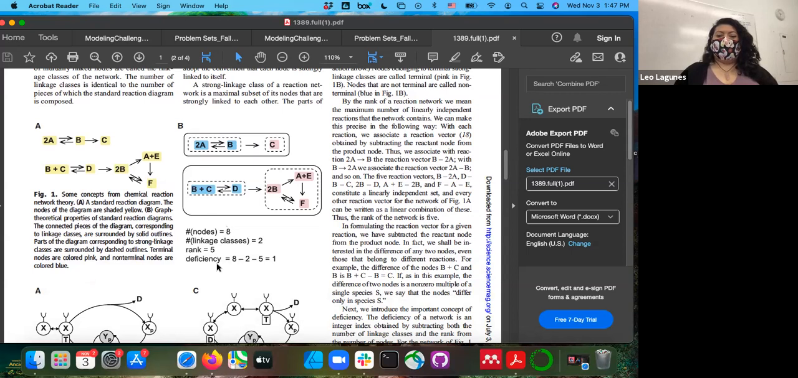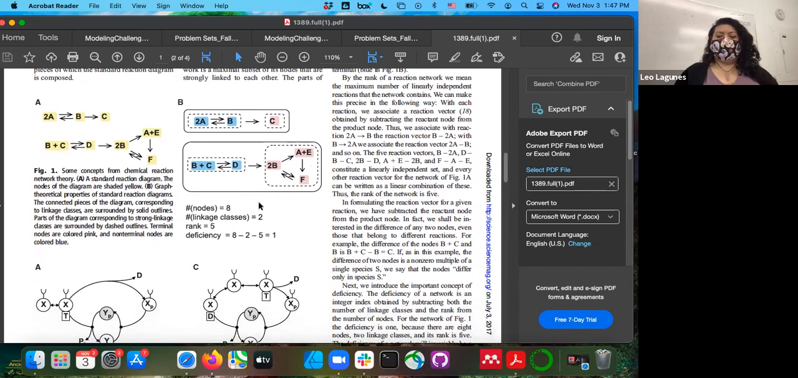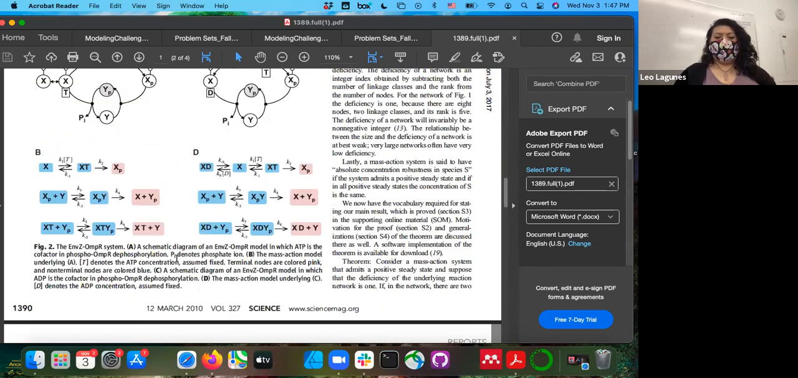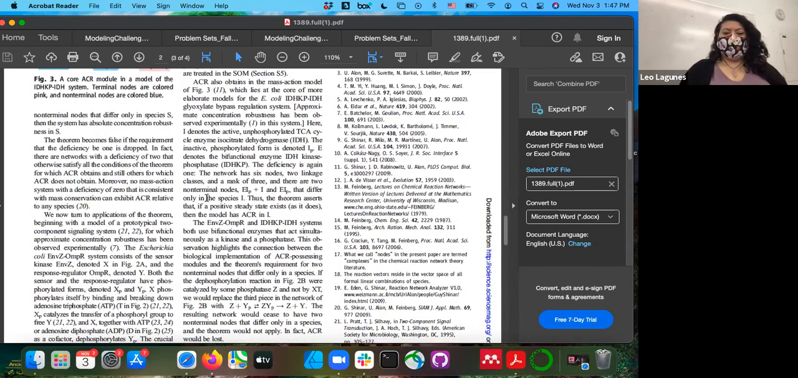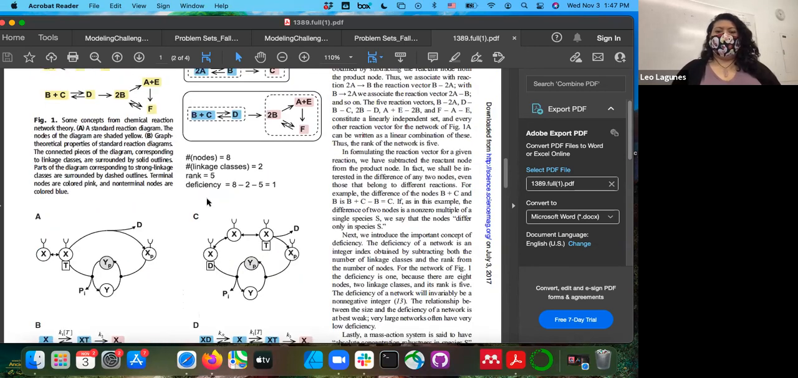They describe a lot of things that we're not going to cover in the class, like rank and deficiency theory. And deficiency basically tells you a lot about the stability of a system. But that's something we're not going to cover today. But you can learn a lot more from this paper and from a different one. And I'll put this in the Google Drive so that you can read it if you want to learn a little bit more about this specific toy model.